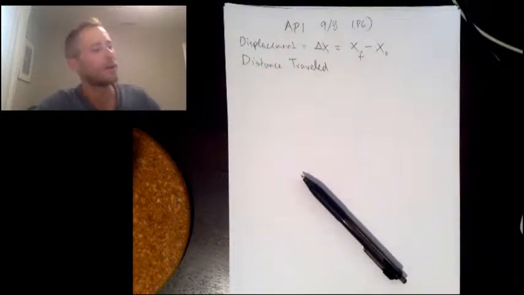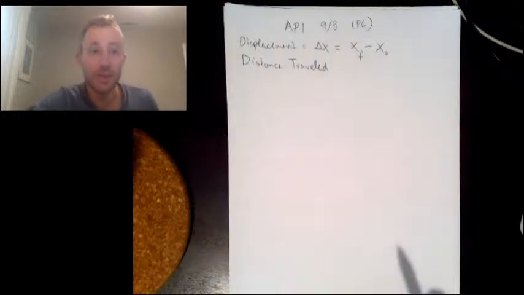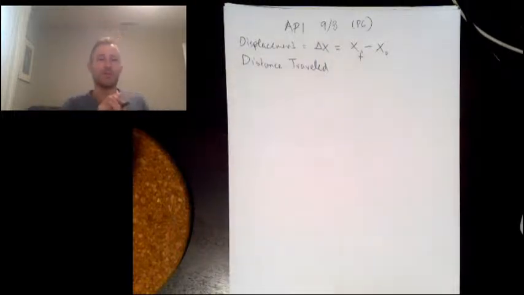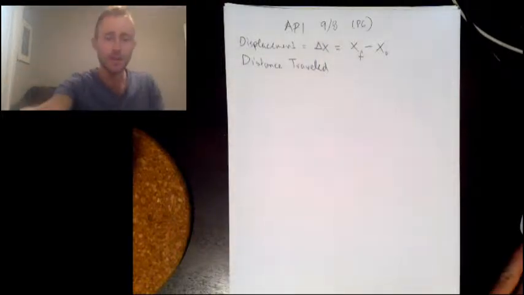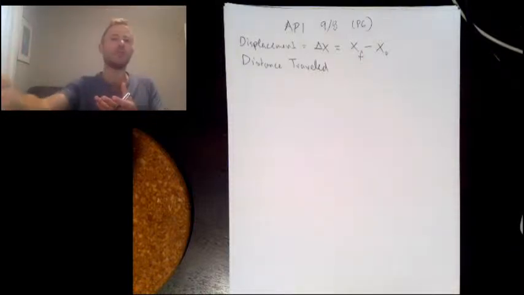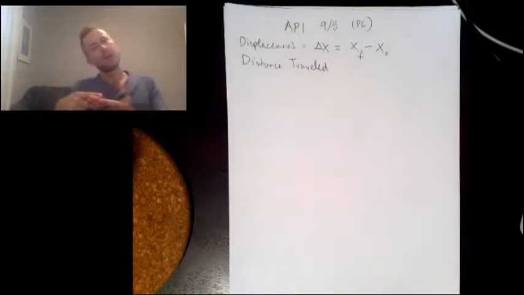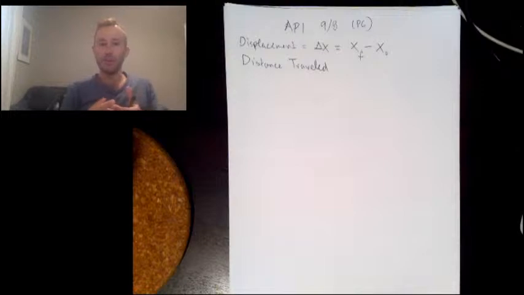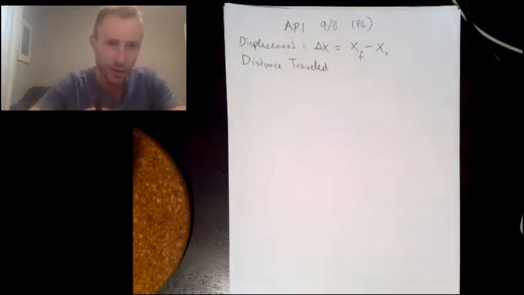Okay. Distance traveled is slightly different from displacement. For distance traveled, let's say you walk forward 5 meters and you walk back 5 meters. In that case, your displacement would be 0 because your final position is the same as your initial position, because you walk forward and then you walk back to the same spot. However, if you walk forward 5 meters and back 5 meters, that is a distance traveled of 10 meters. So the distance traveled is kind of like what your odometer would read.